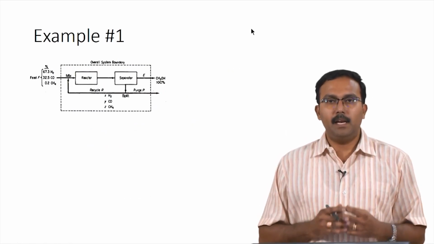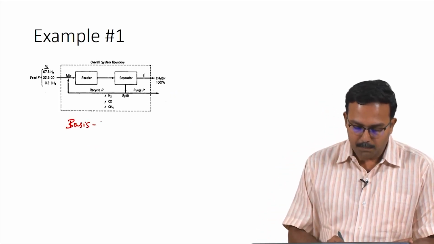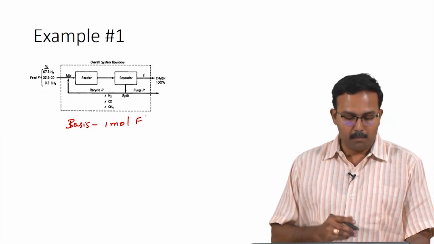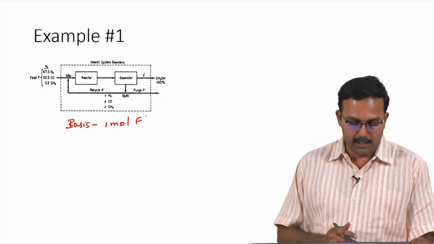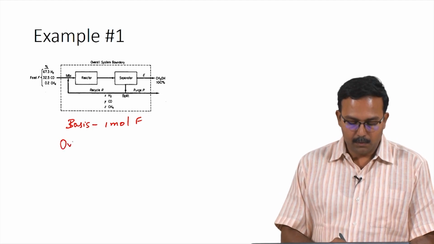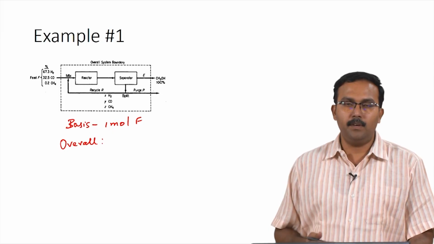Just like any material balance problem, we will start with the basis. So the basis for this system would be 1 mole of fresh feed. It has been given in the problem that we have to calculate all the values per mole of fresh feed, so we use that as the basis. So we can start with the overall system. If we were to assume the overall system, we can write balances for the different components.